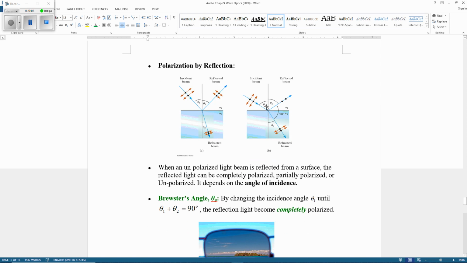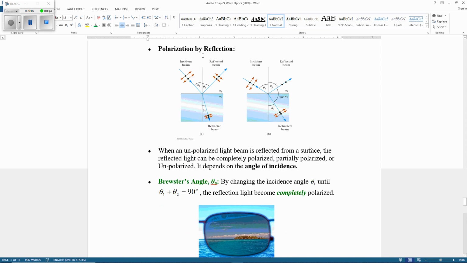Now the second way polarization can happen is by reflection. Again, suppose here is light going from the first medium to the second one, let's say from air into glass or into water. We studied reflection in chapter 22, right? The light is going to reflect from the surface. This angle and that angle are always the same. The incidence angle always equals the reflection angle.